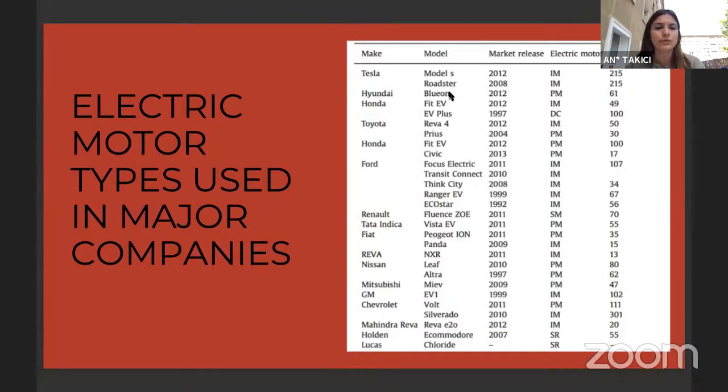Electric motor types used in major companies. As you can see in the table on the right side of the page, the most commonly used motor type is the induction motor, and huge major companies like Tesla chose the induction motor. However, some, like Honda, chose a direct current motor, but generally the induction motor is chosen.